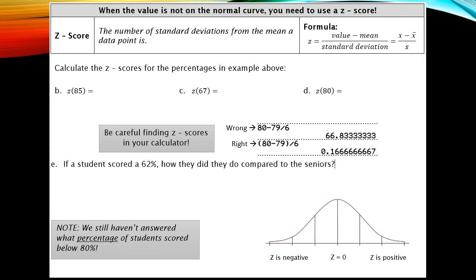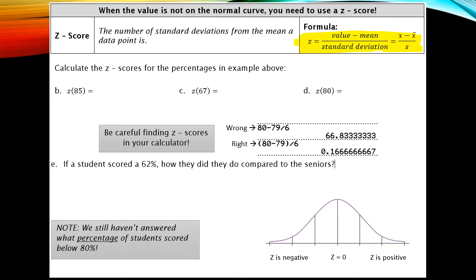So here's the formula. It's up here in the top right. This formula you do not have to have memorized. It will be given to you on both the unit test and on the final exam. But you do need to know how to use it. So to find the z-score, you take the value that you're trying to find the score for. So in our previous example, we were trying to find 80.